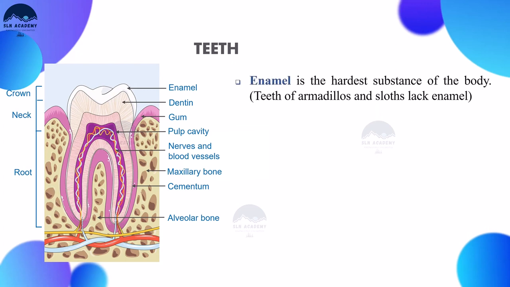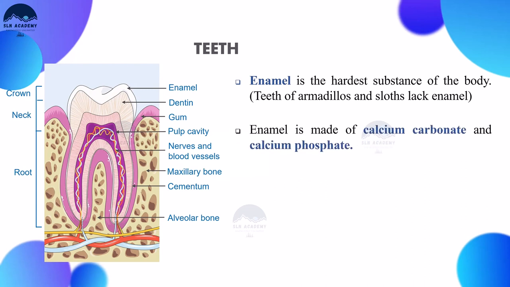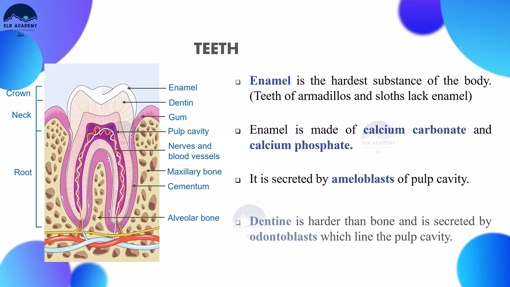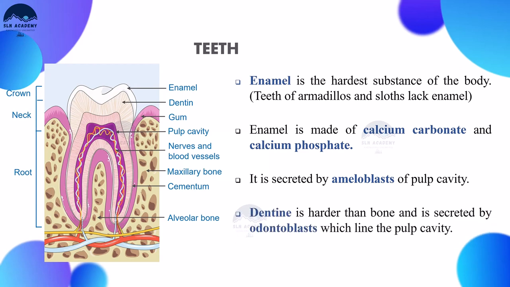Enamel is the hardest substance of the body. Teeth of armadillos and sloths lack enamel. Enamel is made up of calcium carbonate and calcium phosphate. It is secreted by ameloblasts. Dentin is harder than bone and it is secreted by odontoblasts which line the pulp cavity.